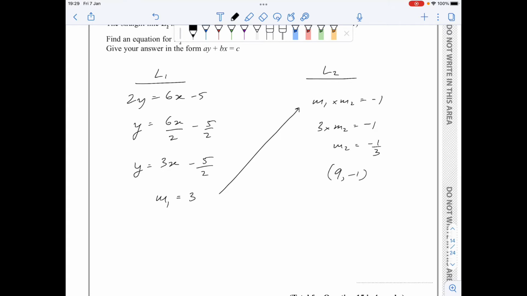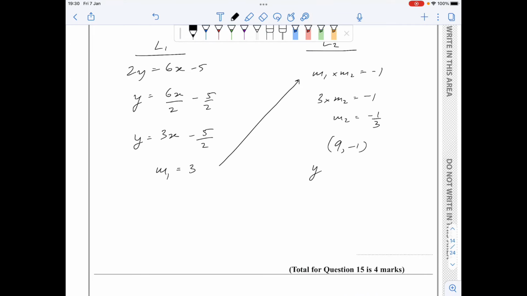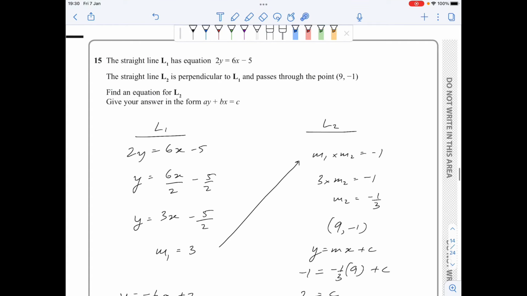So now I can use these three numbers, the gradient, the x, and the y coordinates, to find the y-intercept. So y equals mx plus c, which will give me minus 1 equals minus a third times 9 plus c, and c comes out to be 2. So my equation is y equals minus a third of x plus 2, and I need to get x and y on the same side.